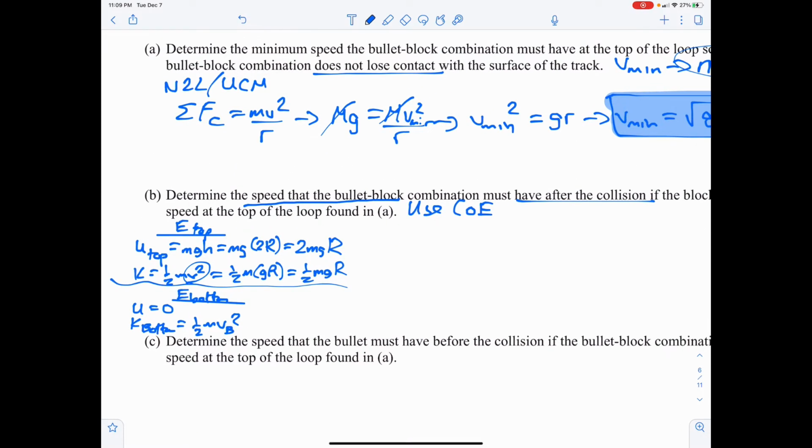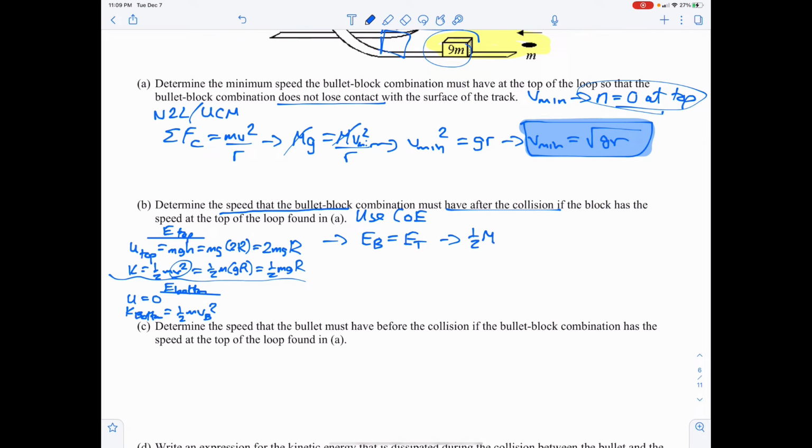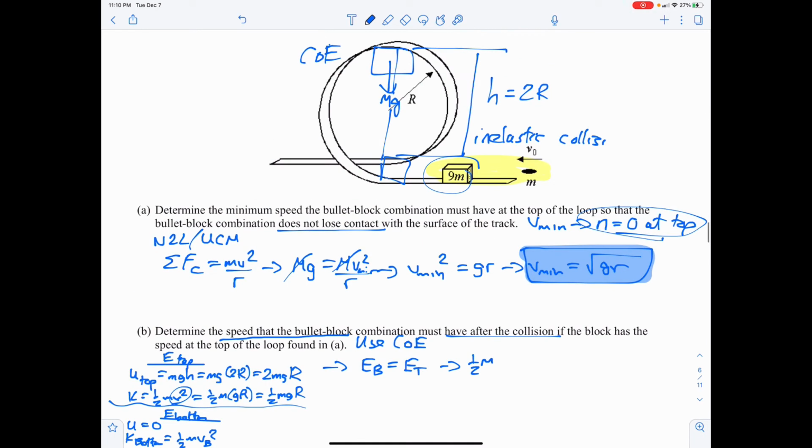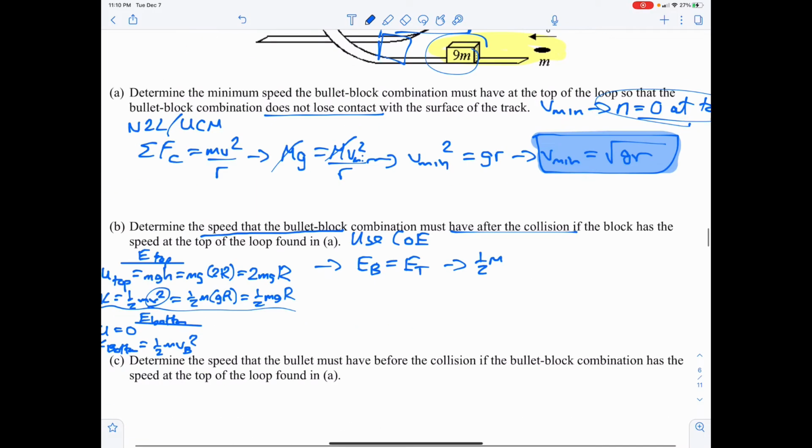Okay, so now energy initial at the bottom equals energy final at the top. Okay, and that would be 1/2 m, and how much m actually is there? Well, when the bullet embeds itself in the block, m plus 9m is 10m. But realistically, all of your m's are going to cancel anyway, so whether you write them as m or 10m, it's really not going to matter right now. All the masses will cancel.